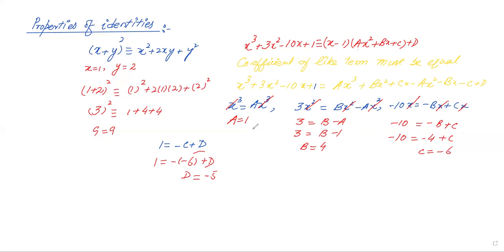So in this identity, we have x cubed plus 3x squared minus 10x plus 1, which will be equal to (x minus 1) times (ax squared plus bx plus c) plus d. The values of a, b, c and d will be these ones. So what is the very important property? The coefficients of the like terms in a given identity, not in an equation, must be equal. That property is very important.